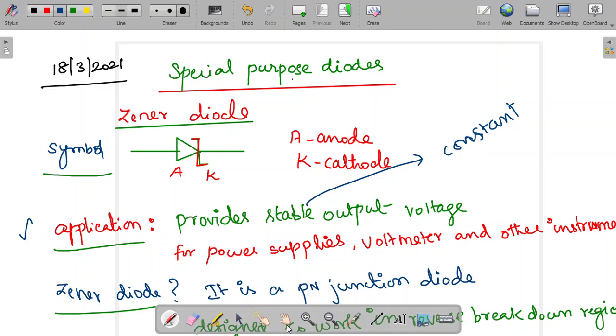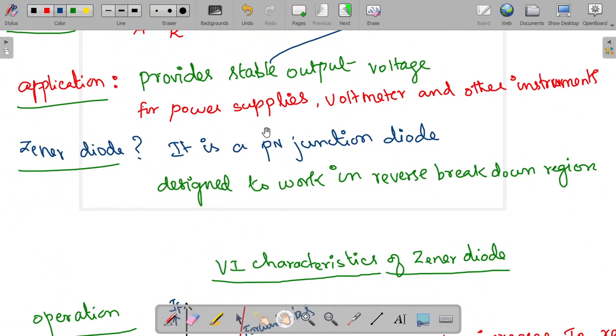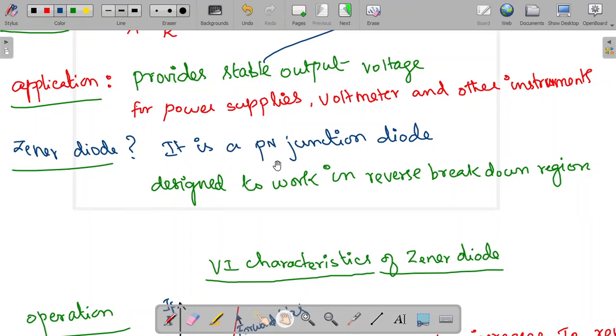Right. So first we see what a Zener diode is. It is actually a PN junction diode only. It consists of P-type material and N-type material, which combine together to form a PN junction. But its working is different. It works mainly in the reverse breakdown region. That is the important thing about this Zener diode.